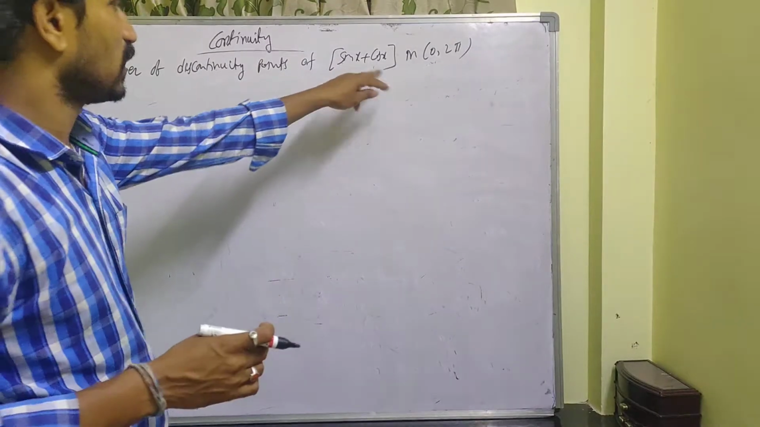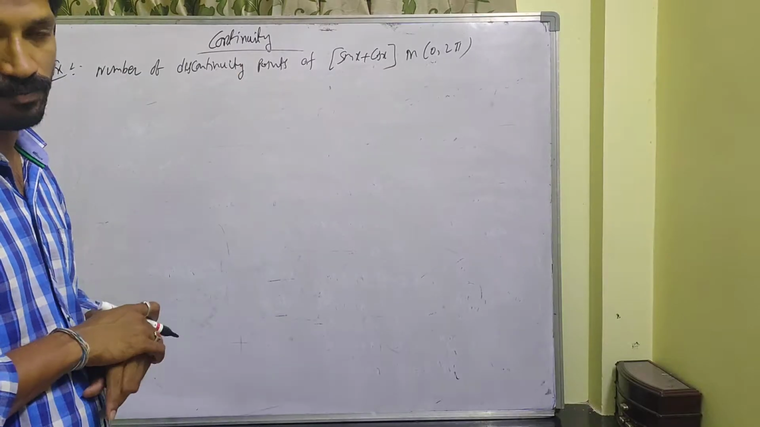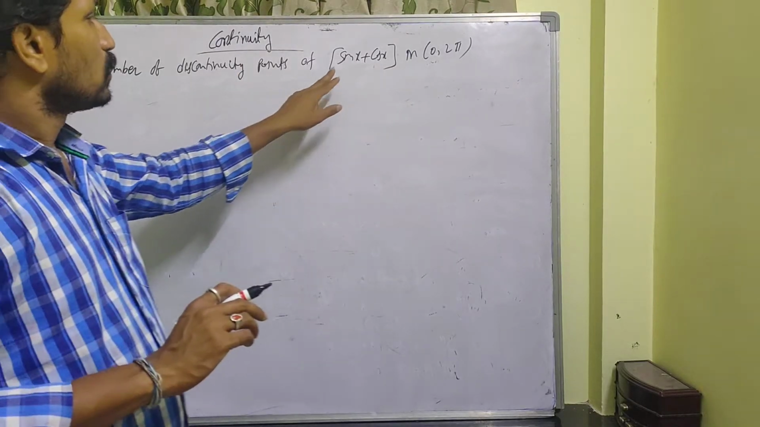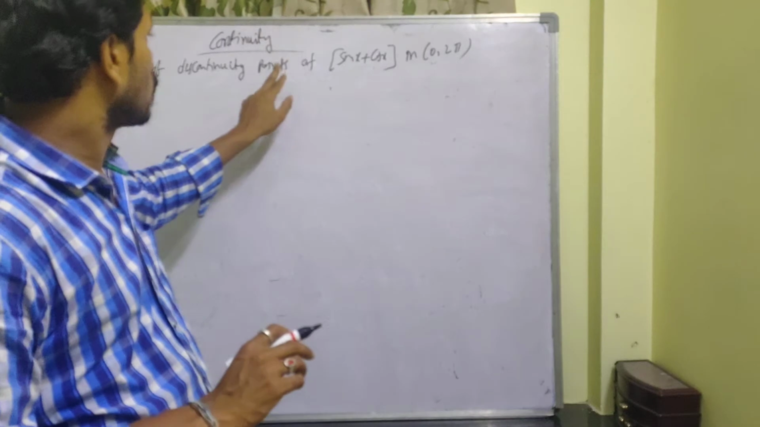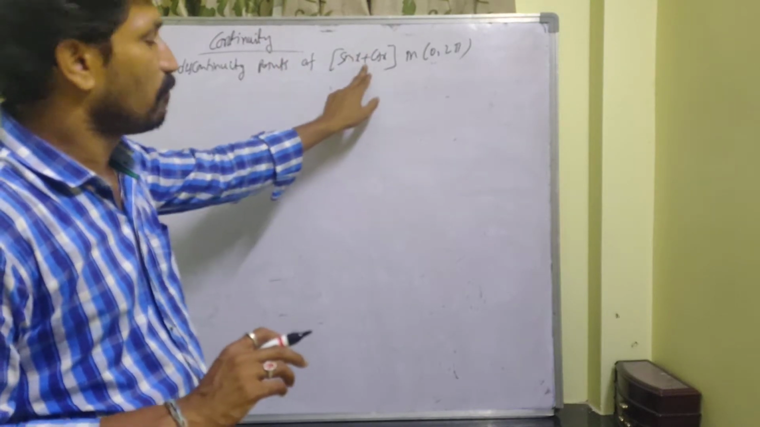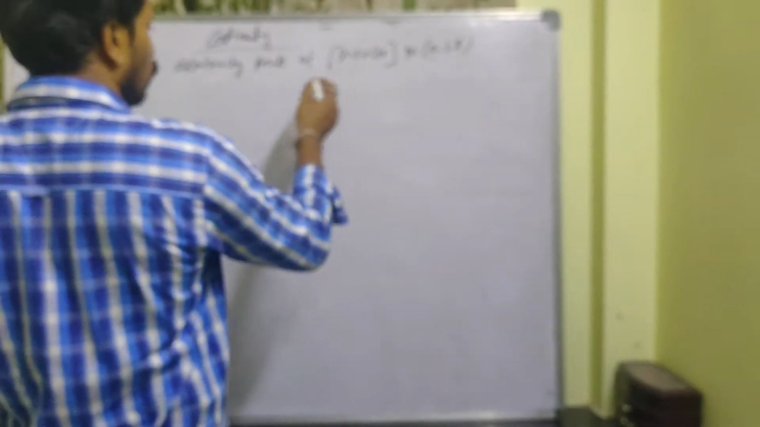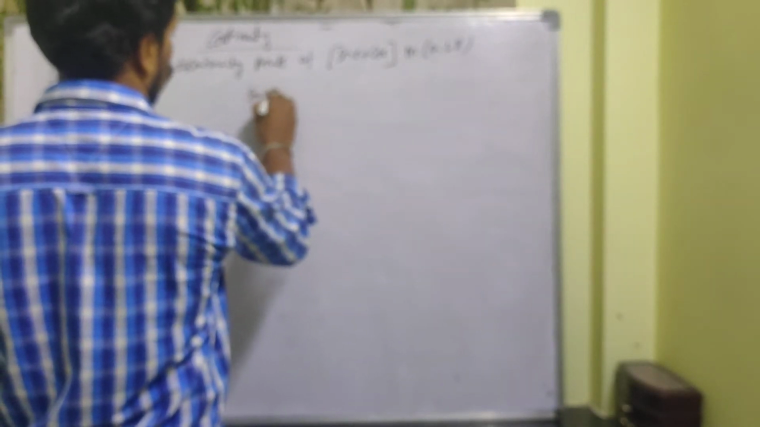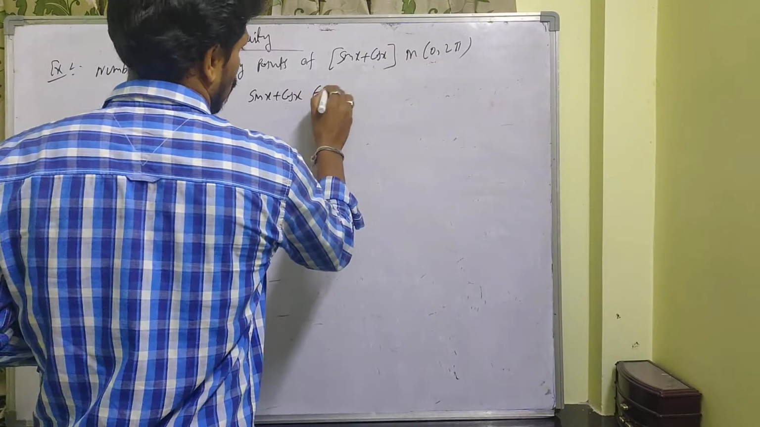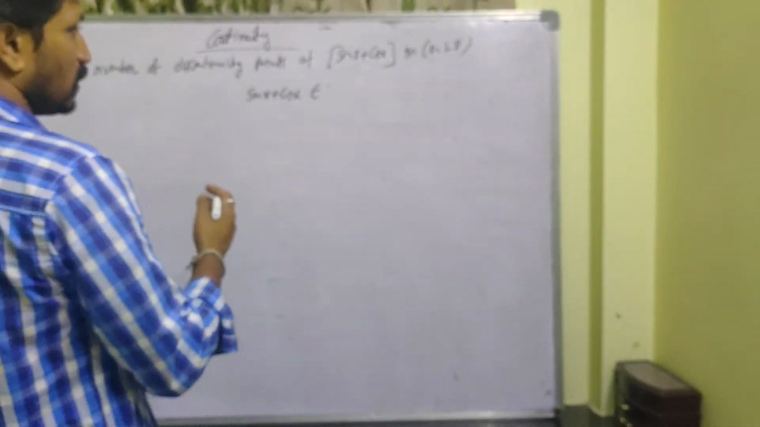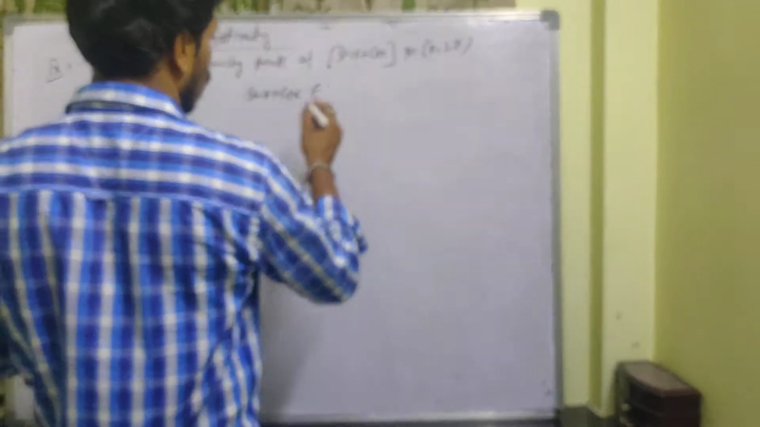Because it is the step function, we just follow the formula. What is the formula? Step of f of x is discontinuous where f of x is an integer. So first of all, we have to find the range of sin x plus cos x. What is the range of sin x plus cos x in general?